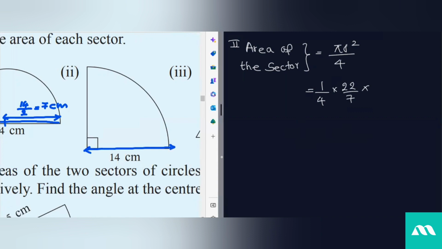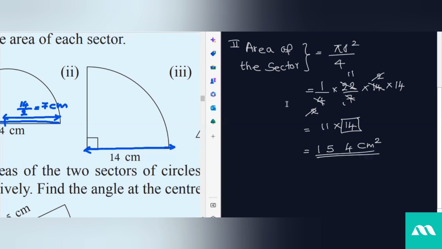Then 14 can be divided by 7, it's 2. Then 22 can be divided by 2, it is 11. 4 divided by 2, it is 2. Then this 2 is cancelled for this 2. Then 11 into 14. When you multiply a particular number by 11, you can just separate these two digits and write the sum of the two digits in the middle. Then it is 154 square centimeters. At once we can obtain the answer like that.